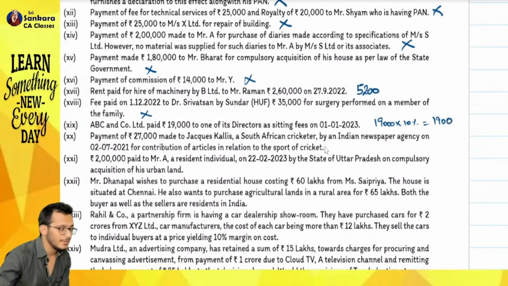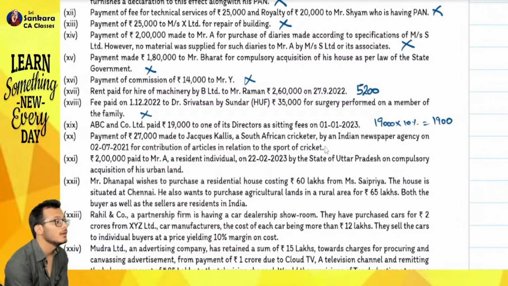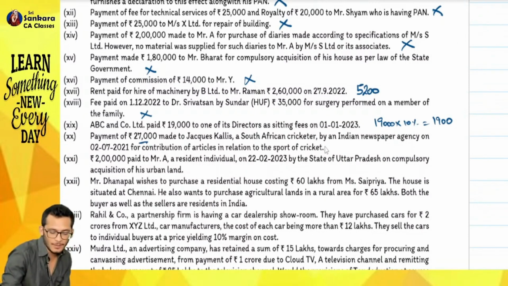10%. Director has no limit, rate is 10%. Payment of 25,000 made to Jack Callis, a South African cricketer, by Indian Newspaper Agency on 2nd July 21 for contribution of articles in relation to sports of cricket. 20 point. Very good. Number is 27,000. 20.8% will apply.